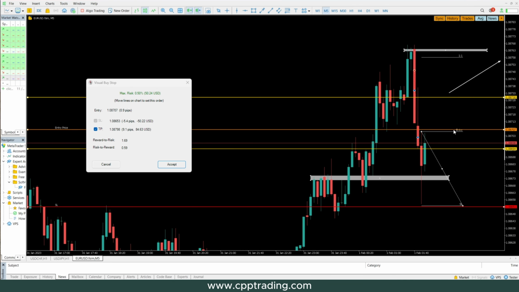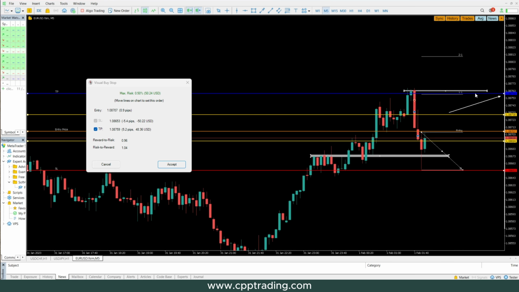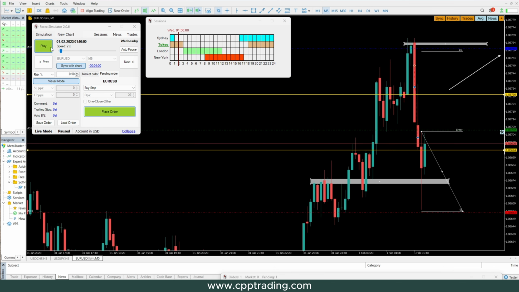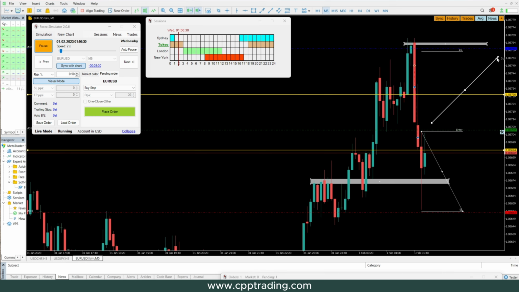Our entry is going to be just slightly above this high. We can make sure price actually breaks above. Take profit is at this high. And there we go. All right. Now it's waiting time again. Now we have to wait, because if price is not breaking the high of this rejection candle, there will be no trade.